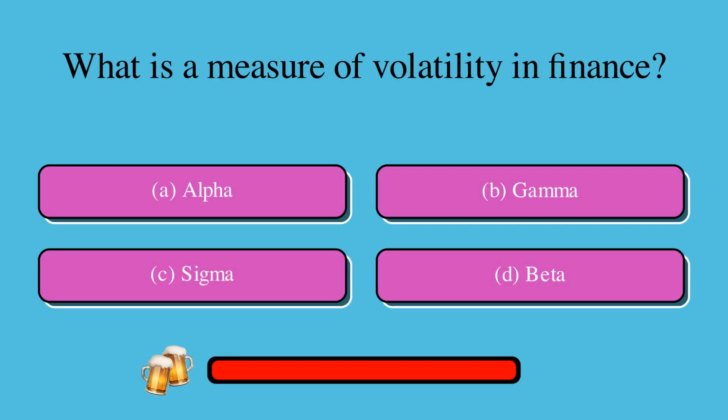What is a measure of volatility in finance? Is it A, alpha, B, gamma, C, sigma, or D, beta? The correct answer is D, beta.